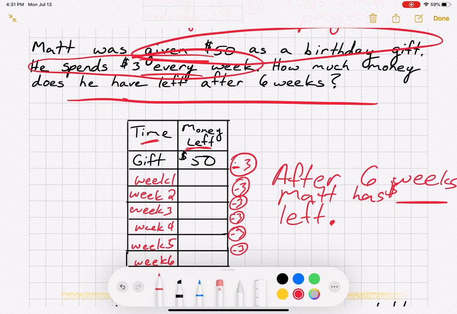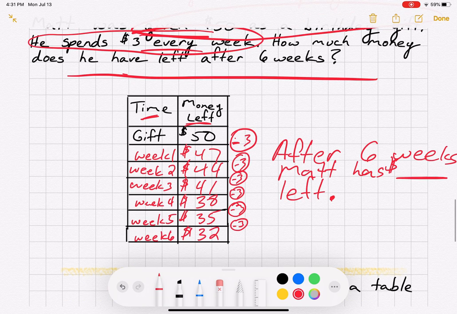So 50 minus 3, 50, 49, 48, 47. So I have $47. 46, 45, 44. 43, 42, 41. 40, 39, 38. 37, 36, 35. 34, 33, 32. All right. So I've come to the end of my 6 weeks, and now I know I can write my answer in here. After 6 weeks, Matt has $32 left.